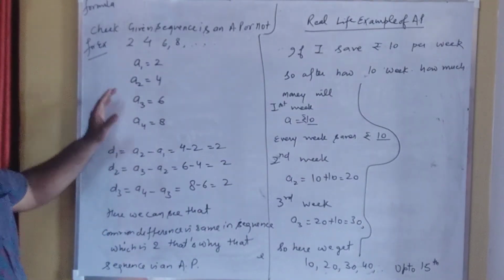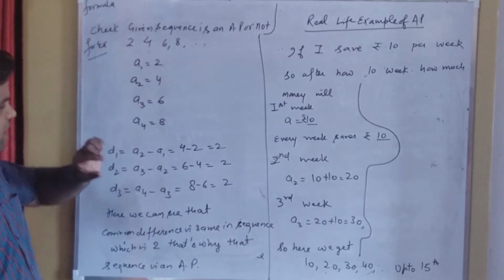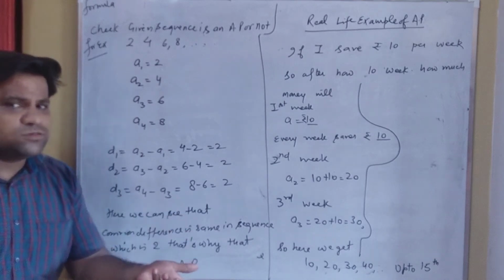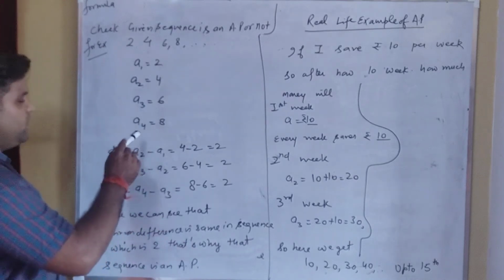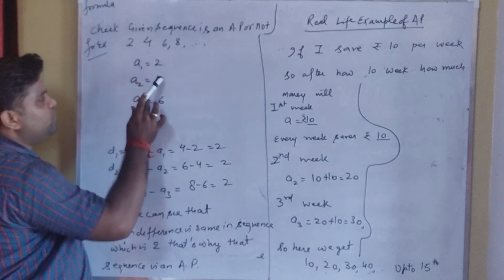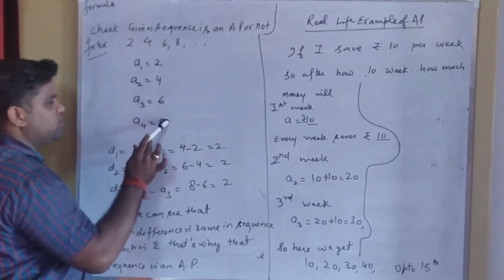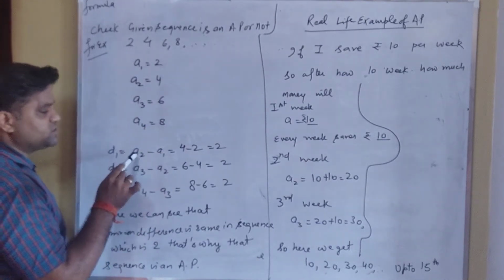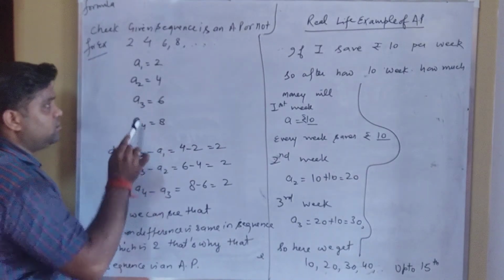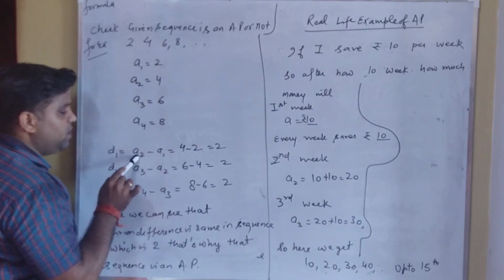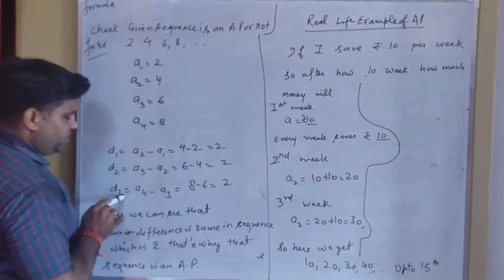So here if we subtract the previous term from the successive term, and in that case if it comes out the same, then we say that the sequence is in AP. So we subtract 2 from 4, similarly 4 from 6, 6 from 8. Here I am writing the first common difference as D1 equals A2 minus A1. Here A2 is the successive term of A1. So if we subtract A1 from A2, we get 4 minus 2, which is 2. And similarly D2 is 2 and D3 is 2.